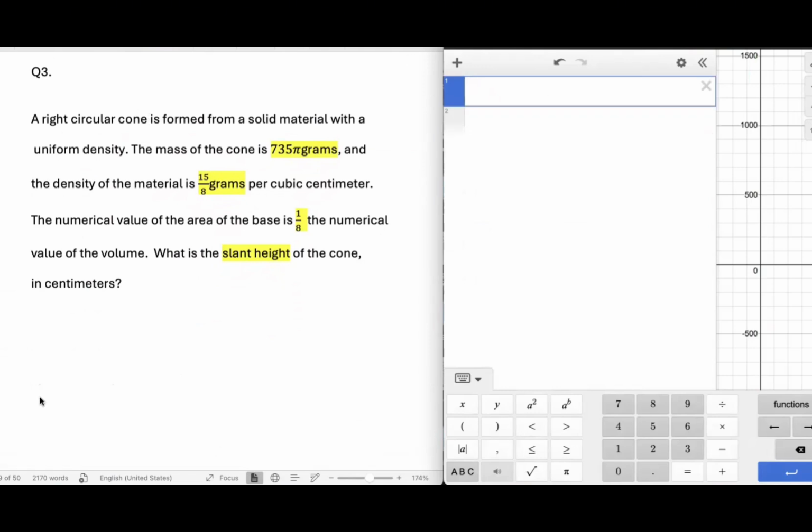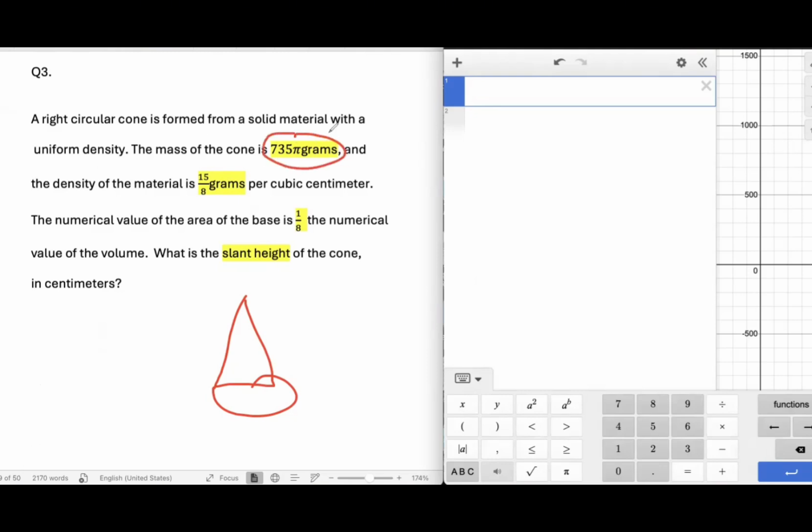It's a right circular cone, right? This is a cone. This is how a cone looks like, right? This is a circular cone. What is the question? It's formed with a solid material with a uniform density. The mass of the cone is that. So they're giving you mass.